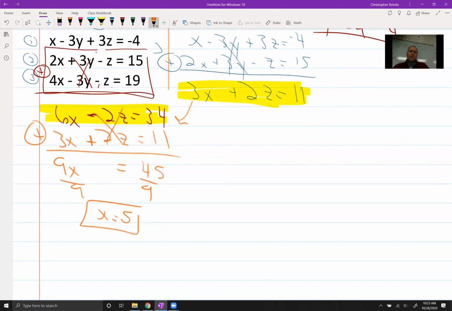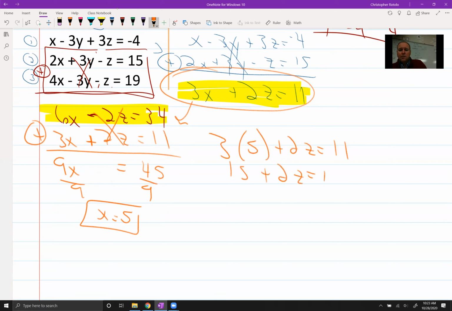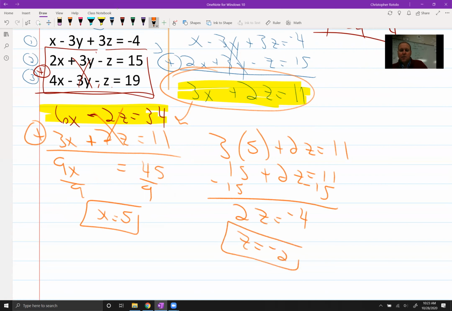X is 5. There we go. If x is 5, this equation right over here has some space, and the numbers are smaller than the other one. So two good reasons to use this one. I get 15 plus 2z equals 11. Let's get rid of that 15. So 2z is -4. Z turns out to be -2.